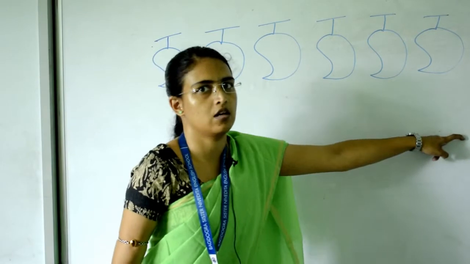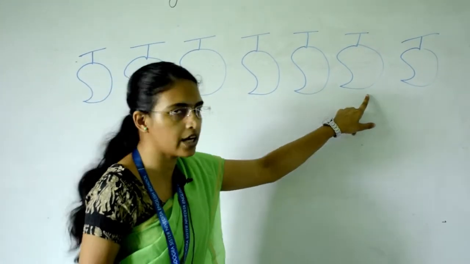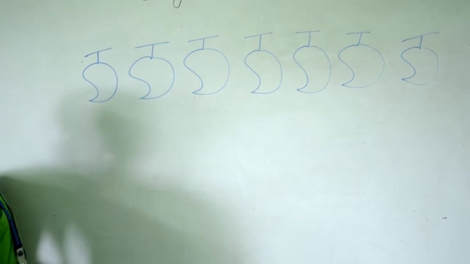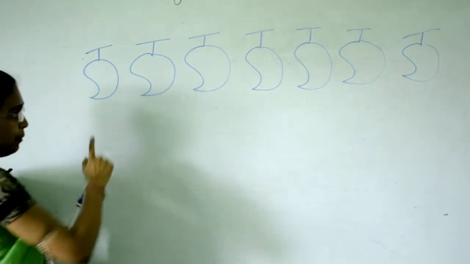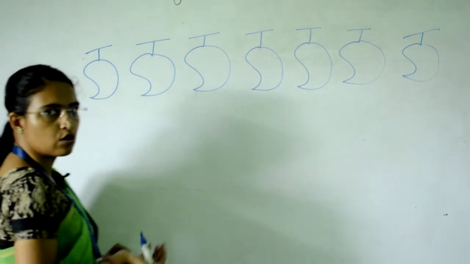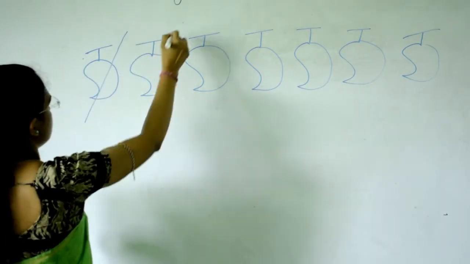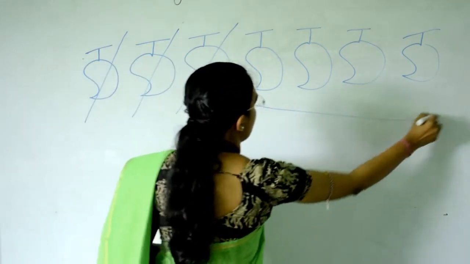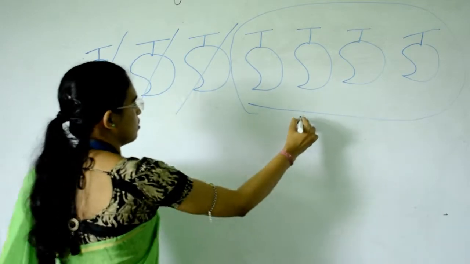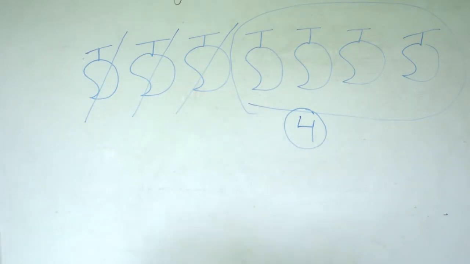How many mangoes do I have now? 1, 2, 3, 4, 5, 6, 7 mangoes. How many mangoes? 7 mangoes. Now I have to take away how many mangoes? Suppose I have eaten 3 mangoes. Among these mangoes I have eaten how many mangoes? 3 mangoes. So what do I have to do? I have to cut the 3 mangoes. Okay. So I have cut 1, 2, 3. So how many mangoes do I have now altogether? 1, 2, 3, 4. I have now only 4 mangoes. Okay, like this we have to do these sums.